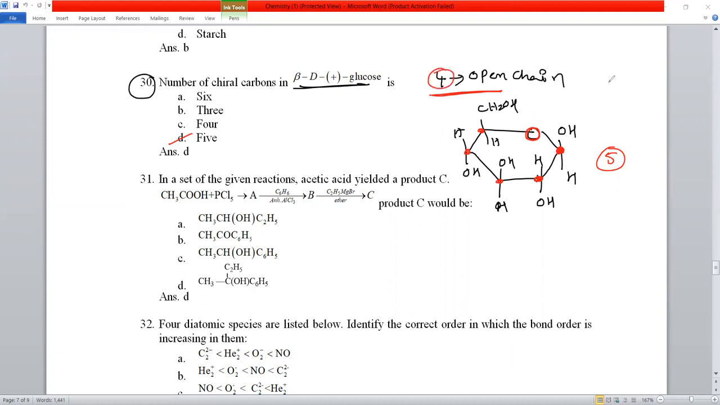Why? Because in the open chain the first carbon is the functional group carbon, and it is not a chiral center. So that's why we are getting 4. But what are they asking here? Beta D means cyclic.